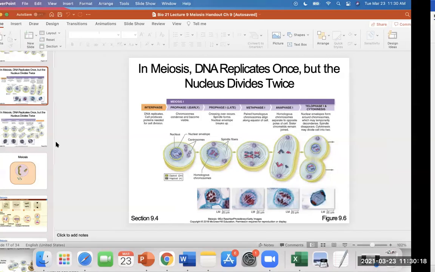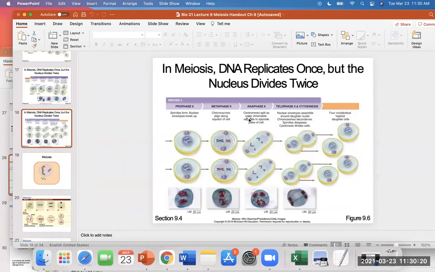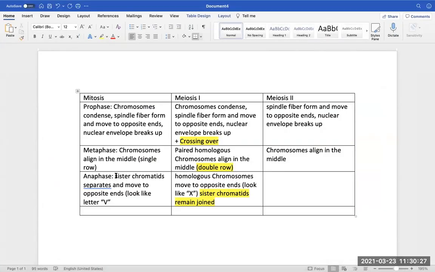Then you look at meiosis 2, anaphase. Now you have sister chromatids separating. Now they start looking like V's. So this is exactly the same as this. They start looking like V's for meiosis 2. Then you have telophase.